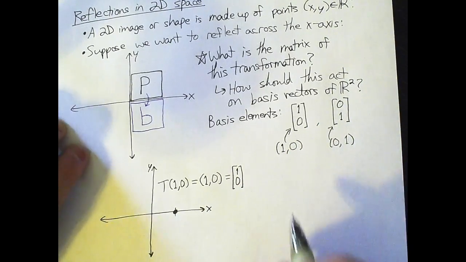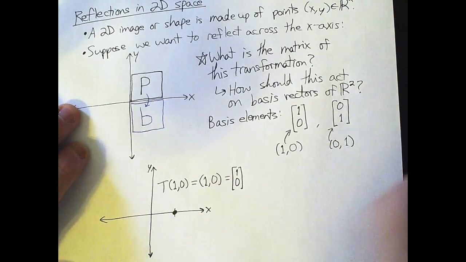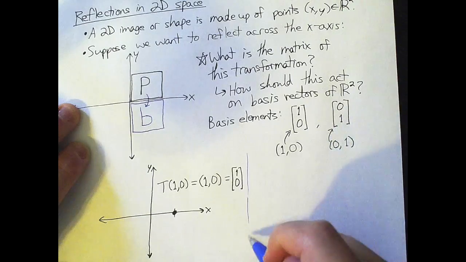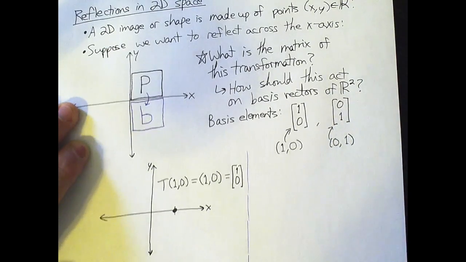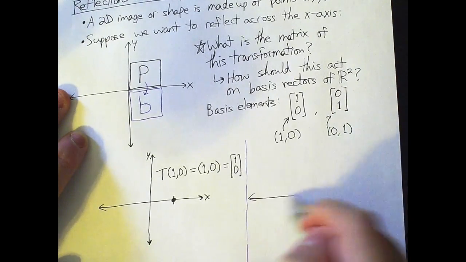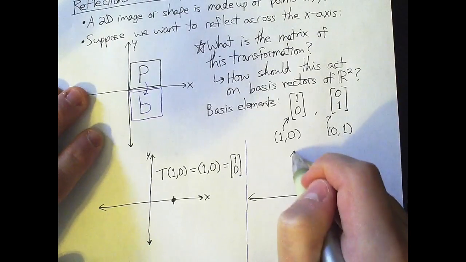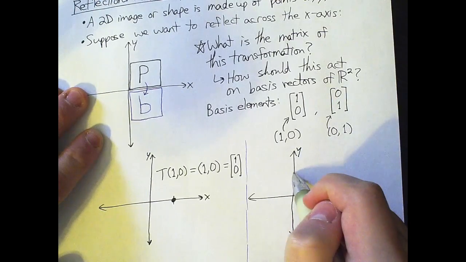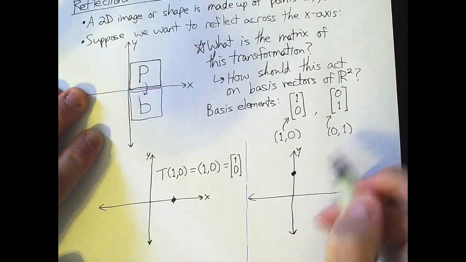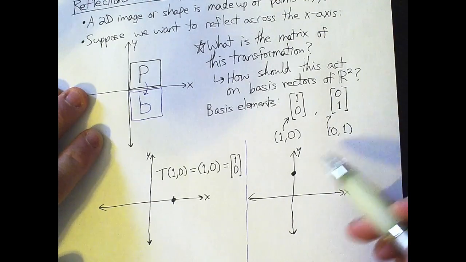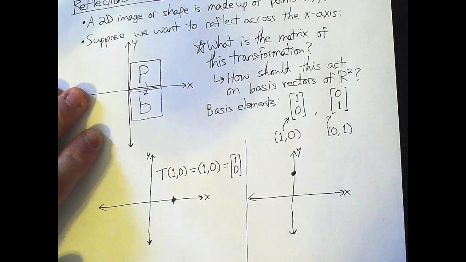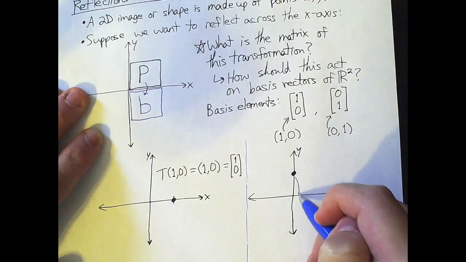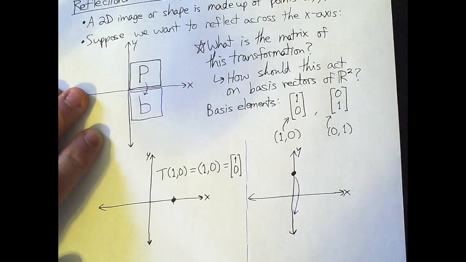All right? And what about the other one here? Let me draw a little dividing line here. What about the other vector? The other basis element of R2. That is over here. The point (0, 1) is up here. And if we reflect it across the x-axis, it should move down to here.